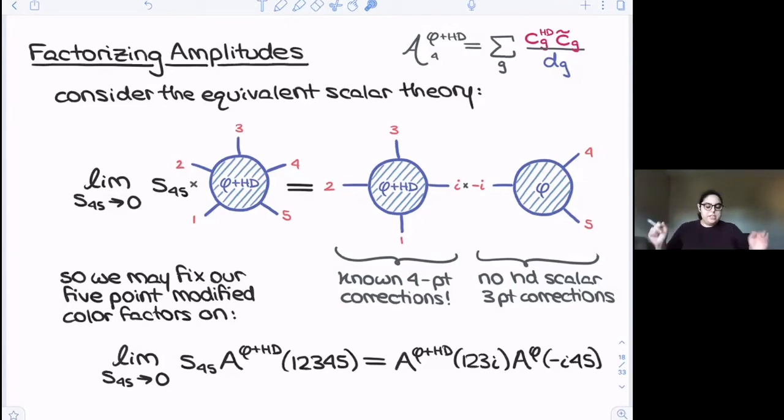But anyway, when we do this factorization condition, we'll want our 5-point amplitude to split into a 4-point amplitude. And these are the types of corrections we made out of CHD, those 3 independent structures at 4 points.